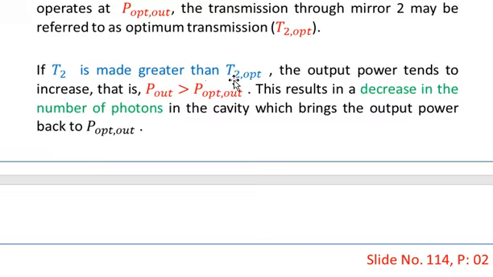If T2 is made greater than T2 opt, the output power tends to increase. That is, P out becomes greater than the optimum power out from the pump. This results in the decrease of the number of photons in the cavity, which brings the output power back to P opt. So if the transmission of the mirror 2 becomes greater than T2 opt, of course the output power will increase, and this will decrease the number of photons in the cavity, which will bring the output power back to its optimum conditions.